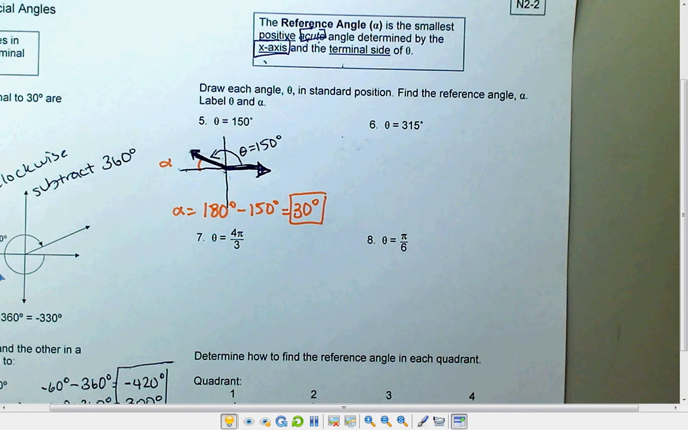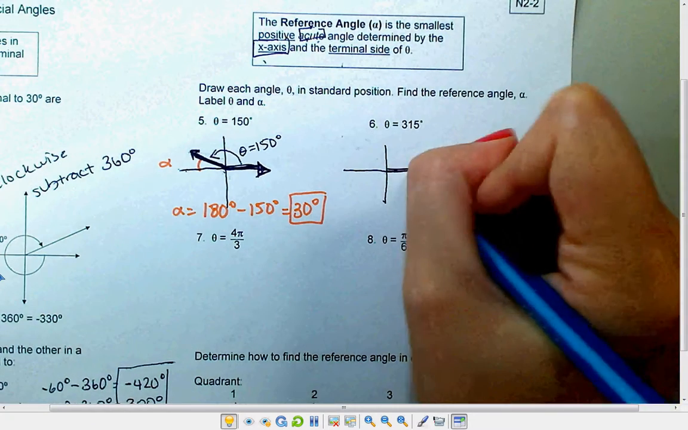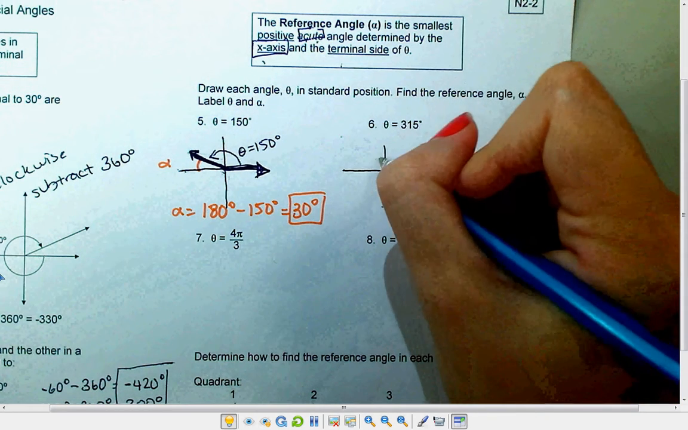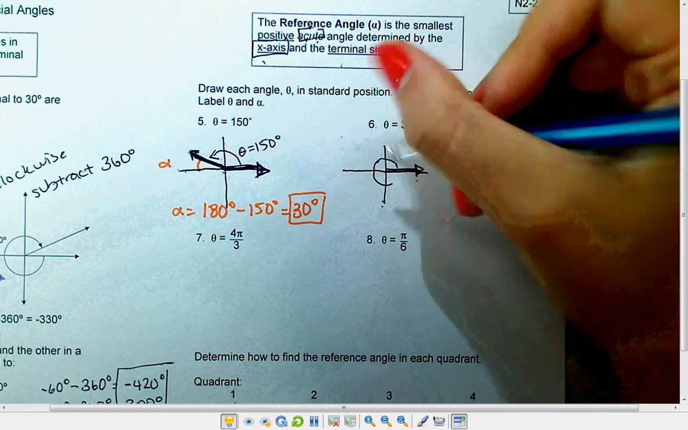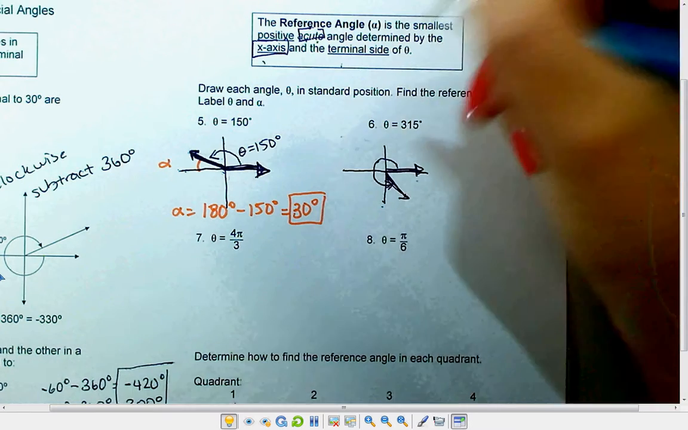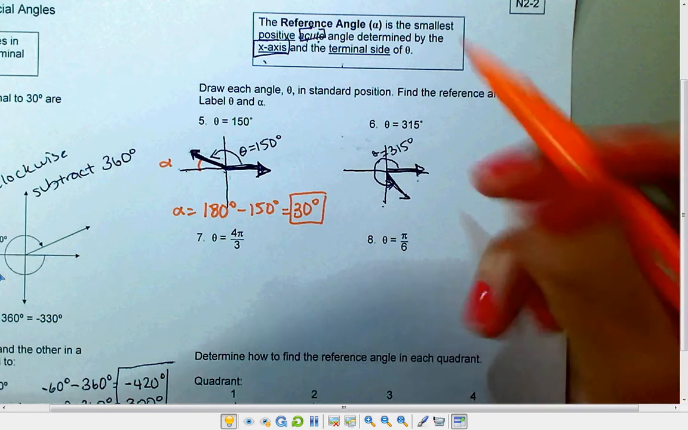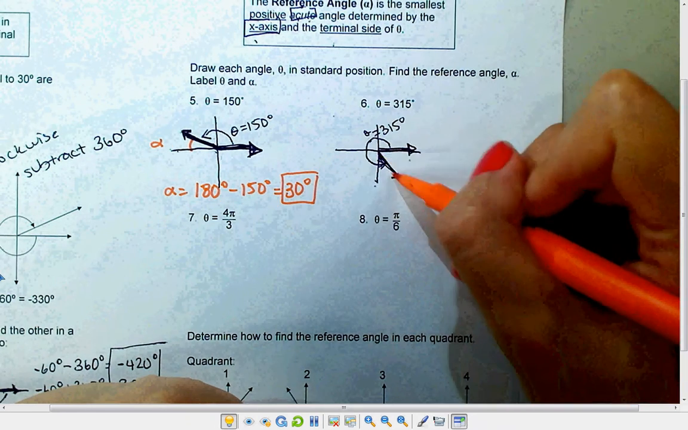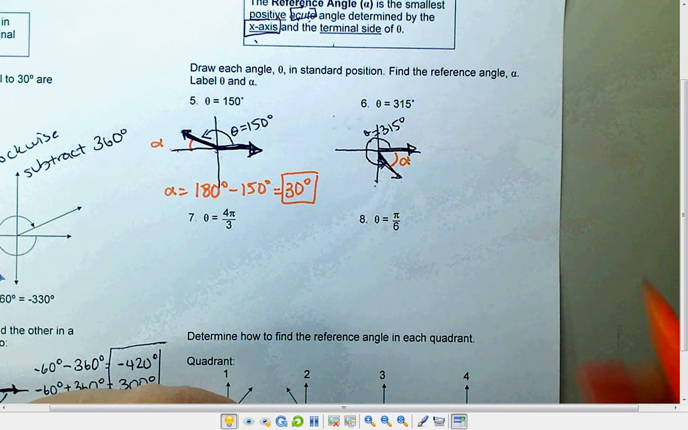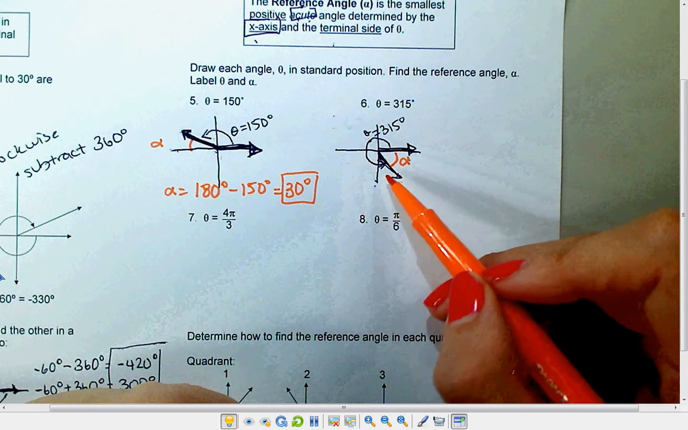Let's look at number 6. Let's first draw 315. Again, I'm starting here. 315 is going to be between 270 and 360, so it's going to go all the way around to the 4th quadrant. And this is my theta, which is 315. Now your alpha is the acute angle that this forms with the x-axis. In this case, here is your reference angle alpha, because if I were to make it to this x-axis, it wouldn't be acute anymore.